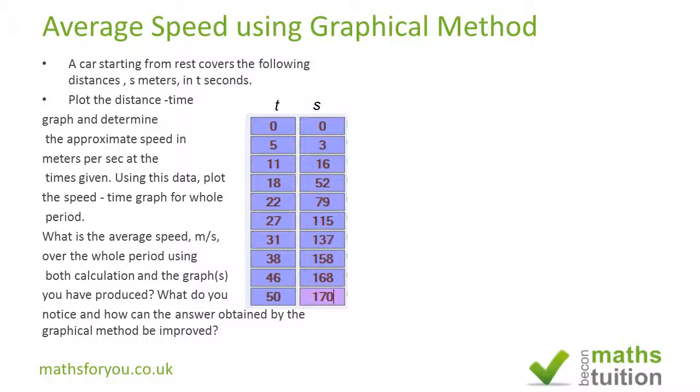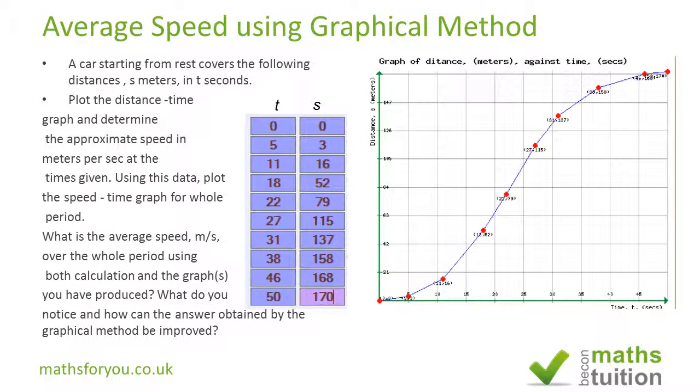Now this is the graph I've produced, and straight away, if you got this in the exam, what you need to say is that the speed is not constant because that is not a straight line. If the speed were constant, it would have had a straight line from 0 to 50 seconds.